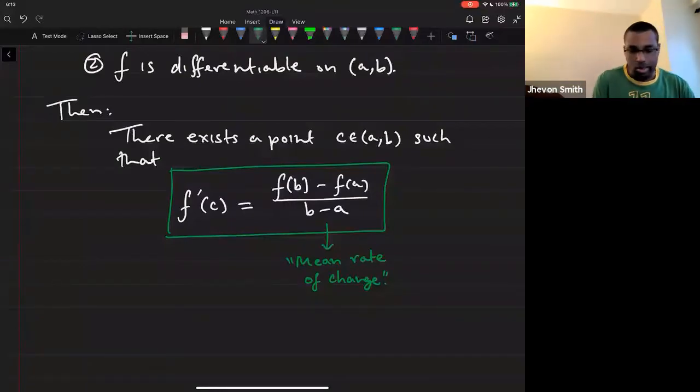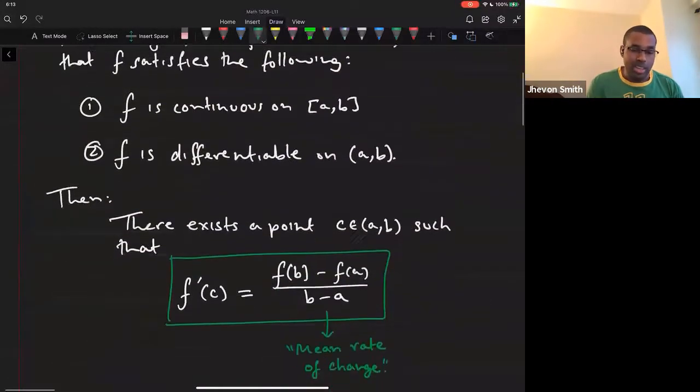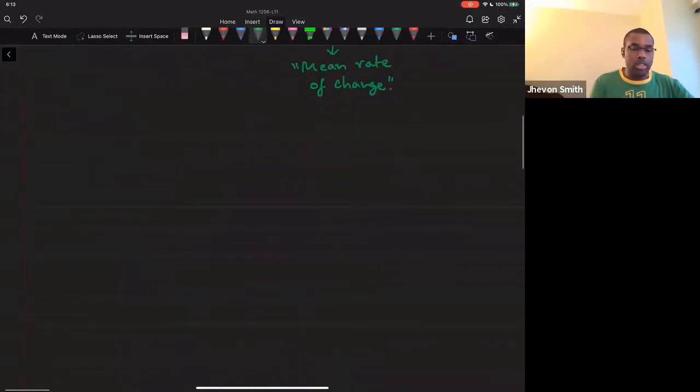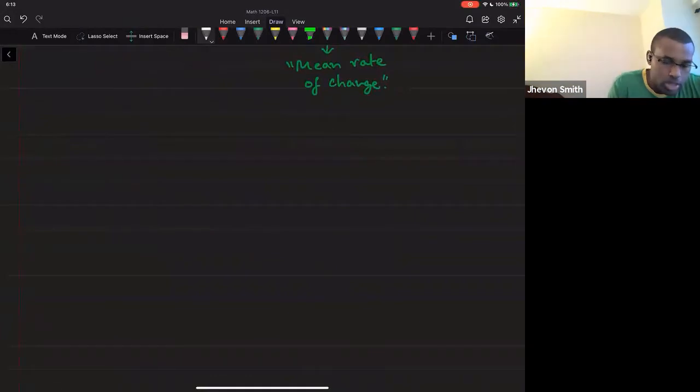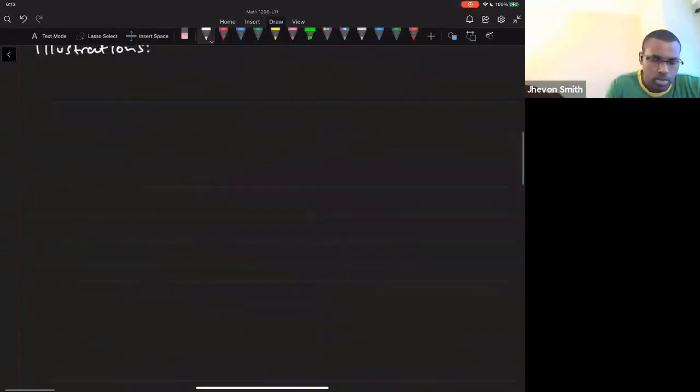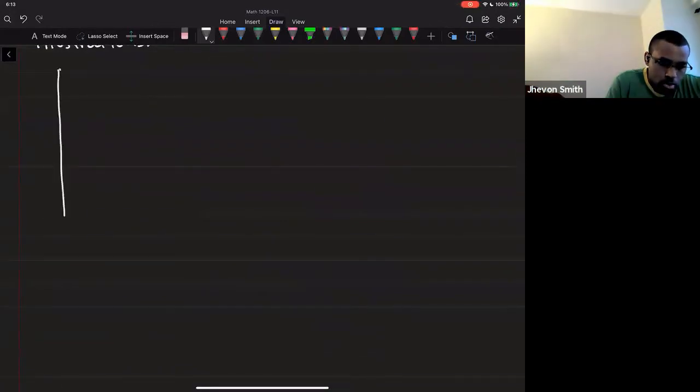Math people and naming things. We've been over that. Okay, so that's essentially what it says. There's some point in the interval where the instantaneous rate of change is equal to the average rate of change. Now, I do want you to appreciate some illustrations. That's the theorem. This covers Rolle's theorem as well.